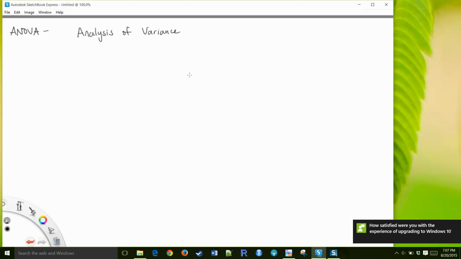Analysis of variance. The idea is we are looking at a numeric variable, and the measurements will exhibit variance.